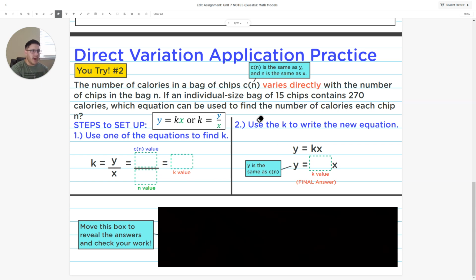So you try number 2. Go ahead and pause the video. Try this on your own. If you are on ClassKick, you can move this box right here to check your work. So take the time right now to try this problem. Otherwise, I'm going to go ahead and show y'all how to do this.